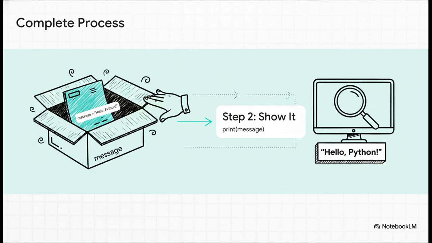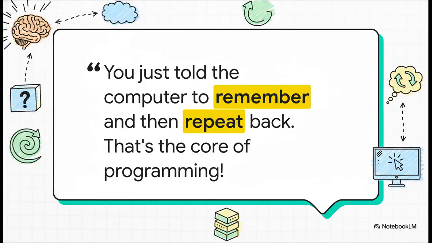But how do we know it's really there? How can we see inside? Well, that's step 2. We use a command called the print function. This literally tells the computer, hey, go find that box called message and just show me what's in there. And when you do that, the computer will display Hello Python right on your screen. And believe it or not, that's the whole magic trick. You just did the most fundamental thing in all of programming. You told the computer to remember something, and then you told it to repeat it back to you. This one simple idea is the bedrock for, well, everything else.